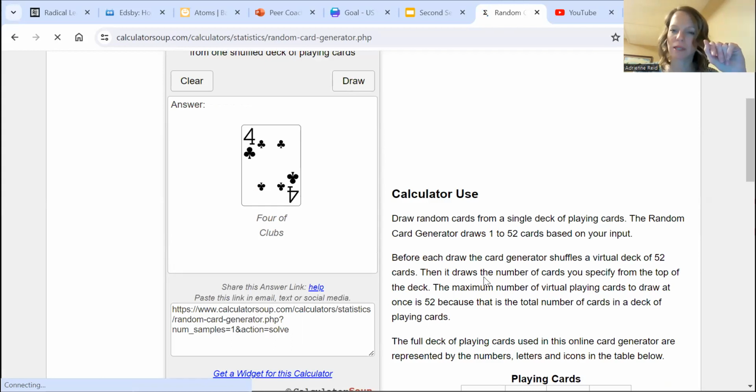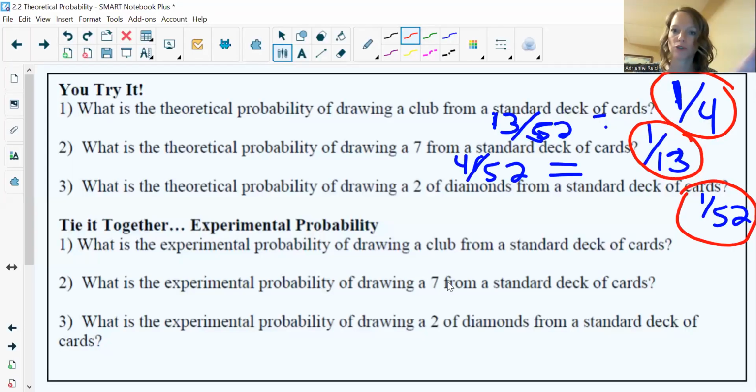Record it. Experimental can be anything. So I'm going to write 1 out of 1. Now you're going to use the online simulator and you're going to see how long it takes you to draw a 7. So count how many times you draw until you hit a 7. And that'll be 1 out of however many times it took you to draw. Then you're going to use the online simulator until you can get that 2 of diamonds. Did it only take you 52 times? Did it take you more? Did it take you less? Did it take you the rest of the period? Go ahead and try to get the 2 of diamonds and record your experimental probability.